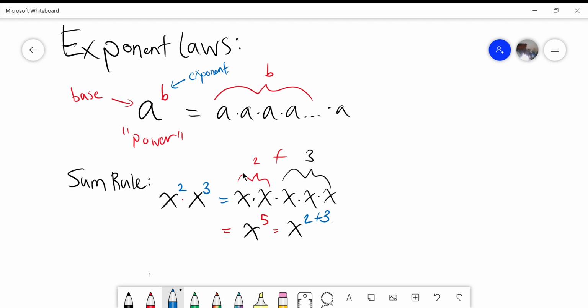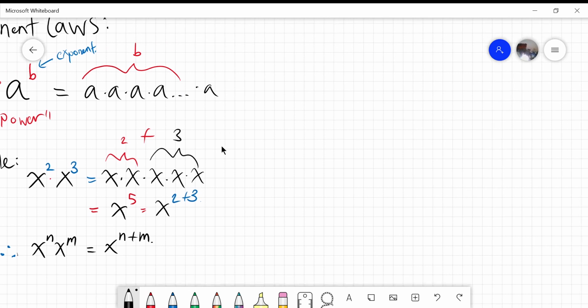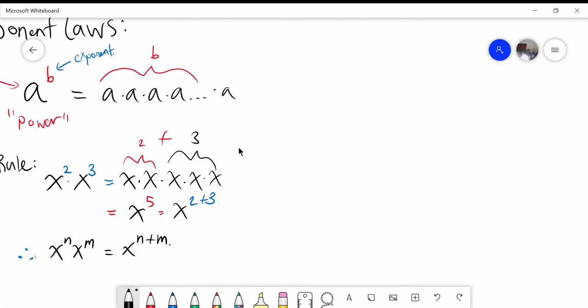So therefore, we will establish the following. So therefore, we have x to the n times x to the m. This implies that this is equal to x to the n plus m. And this is the sum rule where we add the exponents. Now we're going to do the subtraction rule.